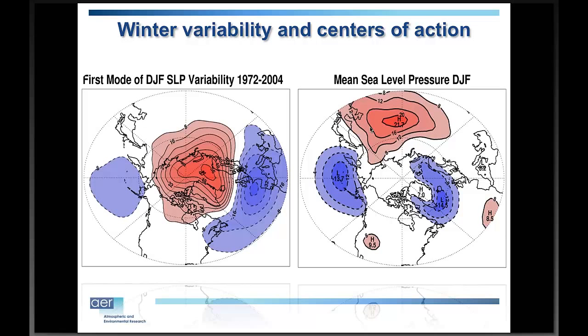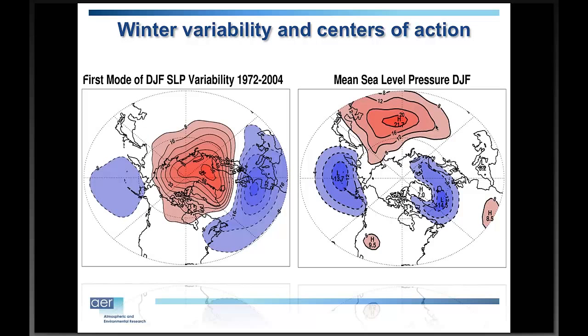There are three centers of action. Here, certainly in North America, we're very familiar with the Aleutian Low, near the Aleutians. There's the Icelandic Low, which is low pressure centered near Iceland, and then there's the Siberian High in the middle of the Eurasian continent.